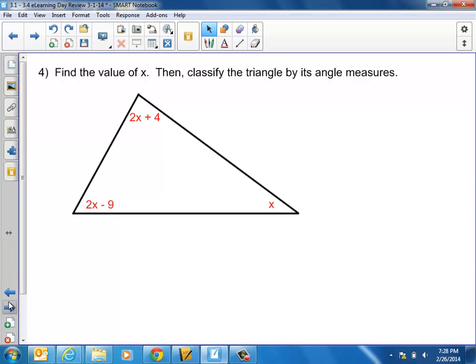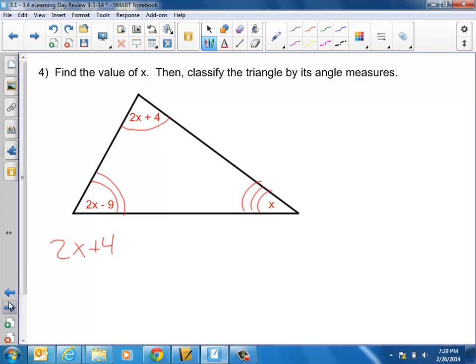Find the value of x, then classify the triangle by its angle measures. Well, the big idea in 3-3 was that the sum of the interior angles in a triangle is 180 degrees. So if we have 2x plus 4, 2x minus 9, and x, those three angles combined should come out to be 180 degrees. So let's see if that takes us anywhere.